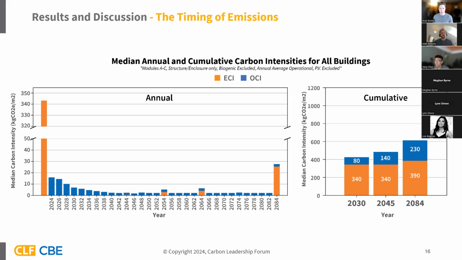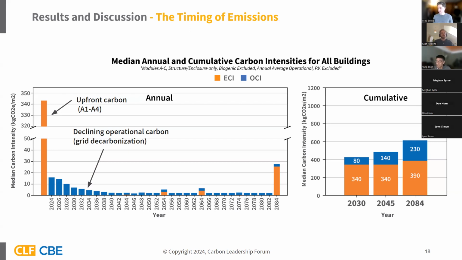So for the left figure, next slide, please. We can see that there was a huge spike at the start of the year, 2024. This is due to the upfront embodied carbon. Next one. And for the operational carbon, we can see that it is kind of flat over the 60 years, but before 2050, there were some small decreases.